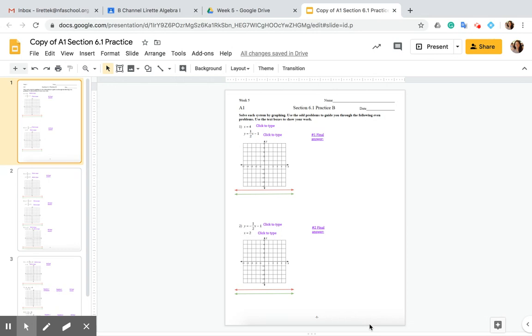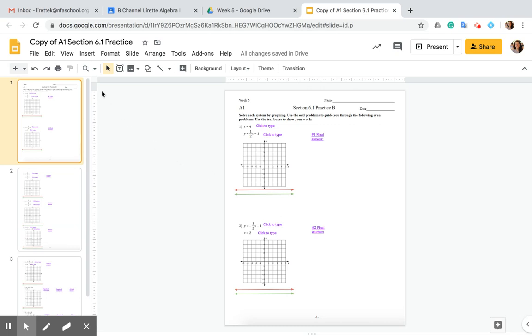I think that we should definitely spend some more time practicing problems from section 6.1. It definitely seems that people need a little more practice and review for graphing lines. So what I've created for this week is an interactive worksheet, and basically I'm going to be working in the same worksheet that you will be working on.